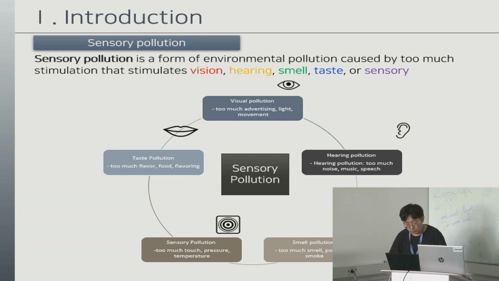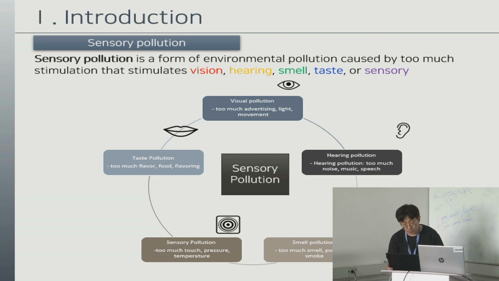Do you know the word sensory pollution? In modern society, where quality of life is important, the surrounding environment is also very important to life. Sensory pollution is a phenomenon in which people feel stressed when their senses are affected too much. It has five categories: vision, smell, hearing, taste, and touch.